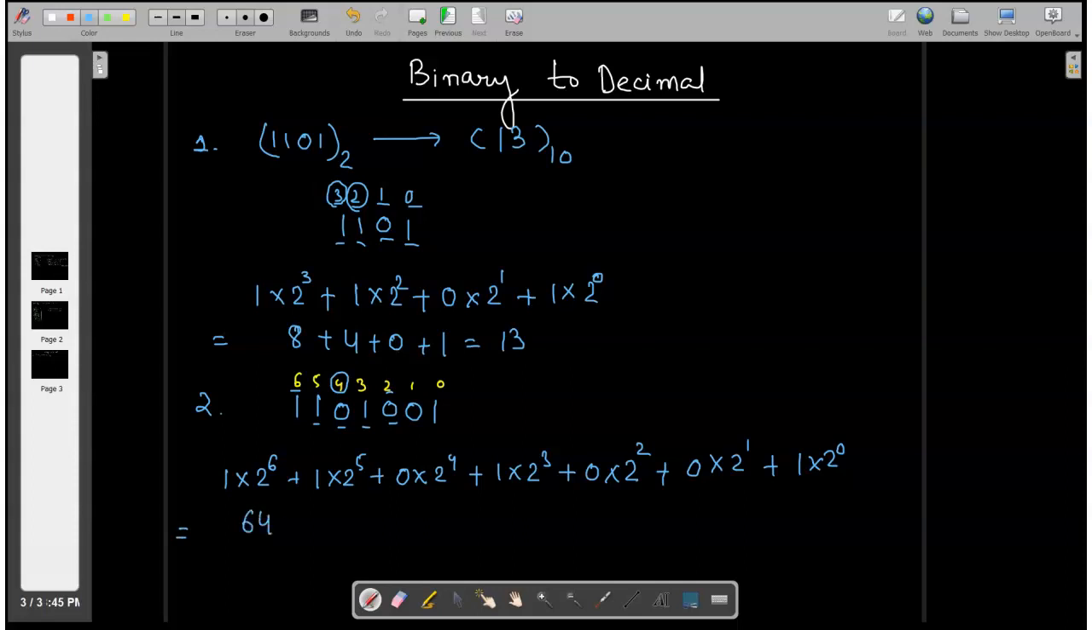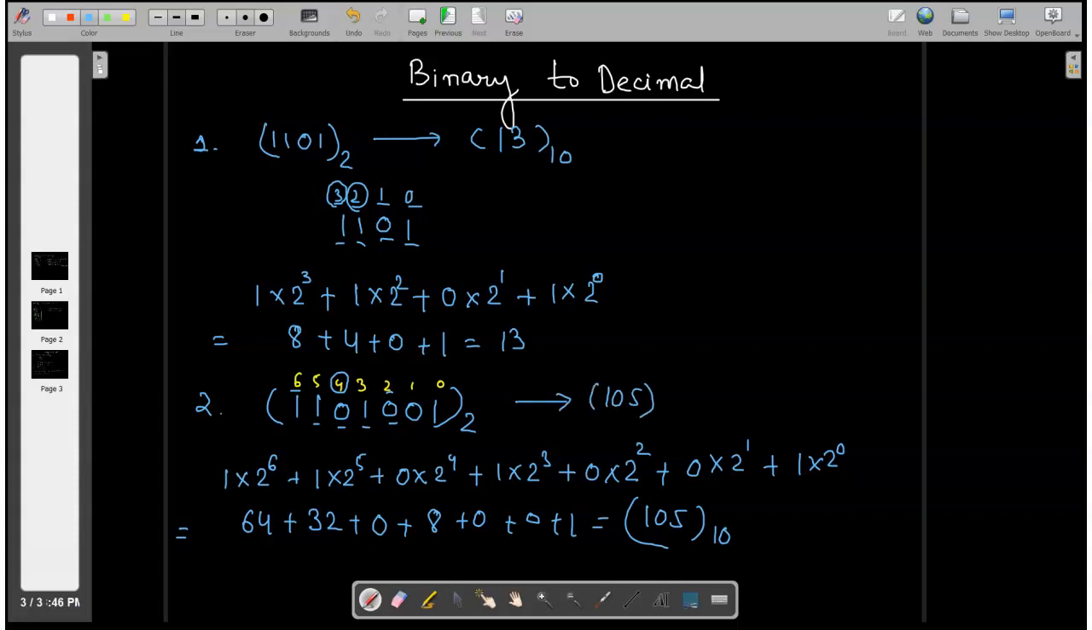This will be 64 plus 32 plus 0 plus 8 plus 0 plus 0 plus 1. That is going to give us 105. So the answer will be 105. This is a binary number and its decimal equivalent is 105. I hope it is clear to all of you. That is how we go about binary to decimal.